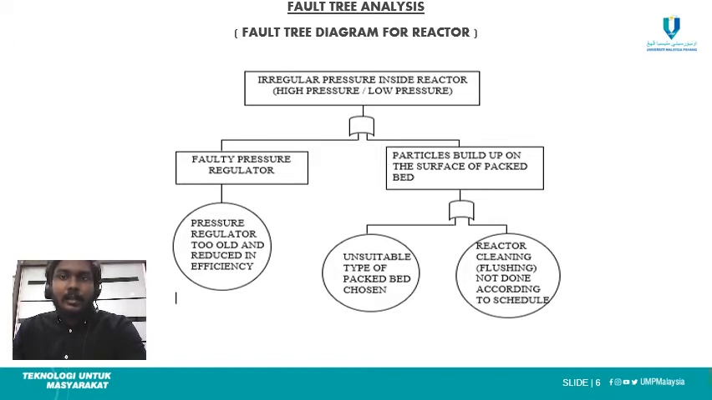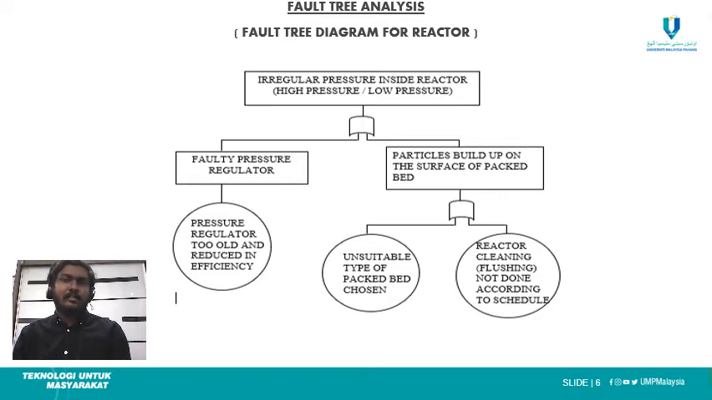In this fault analysis, this is the first part which shows a fault diagram for a root problem where there is irregular pressure, which is either high or low pressure in the reactor. This problem is predicted to be caused by two major reasons. First is faulty regulator pressure, which means there is a mechanical problem in the pressure regulator. If you look further, this fault is maybe the consequence of the regulator being too old, hence making it less efficient.